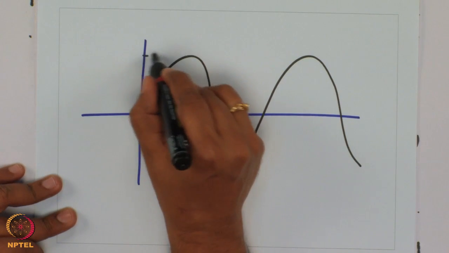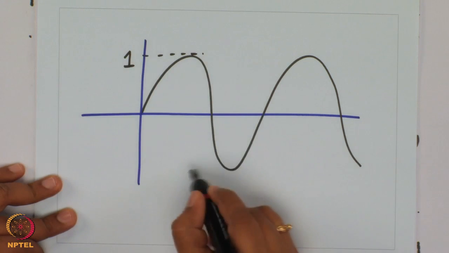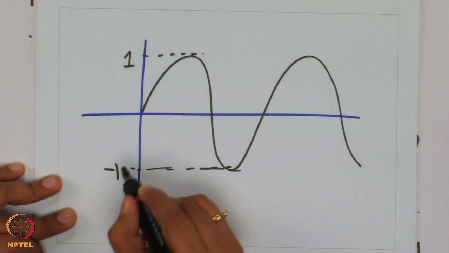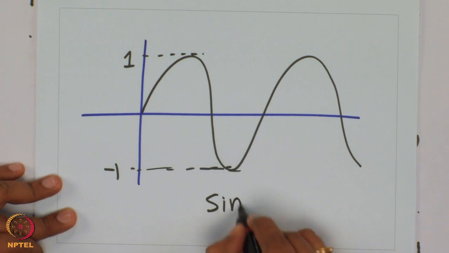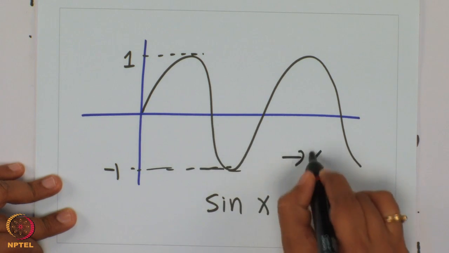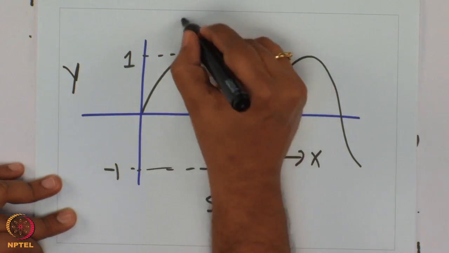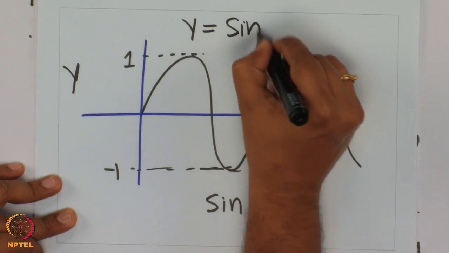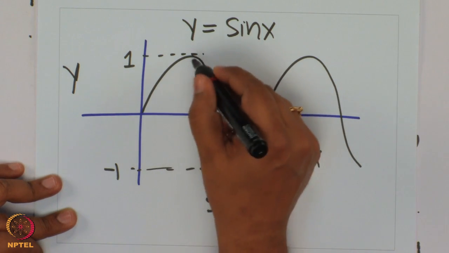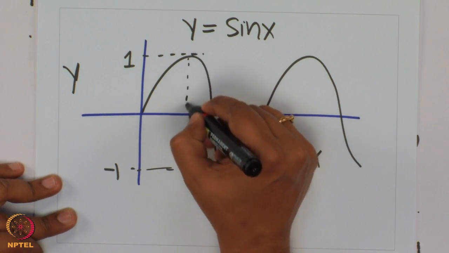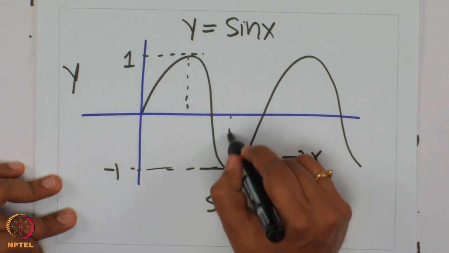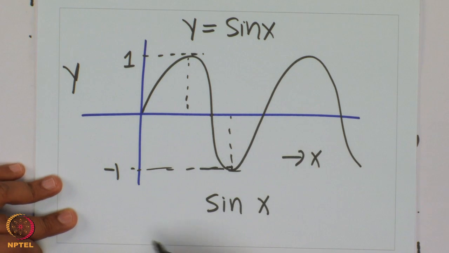So this is plus 1, this is minus 1, and x is 0. So this is your x, and this is y is equal to sin x. And when x is 0, this is 0, and then at some point it will become 1, and at some point this will become 0 again, at some point it will become minus 1.